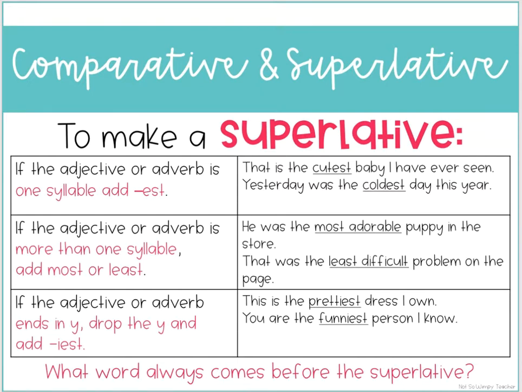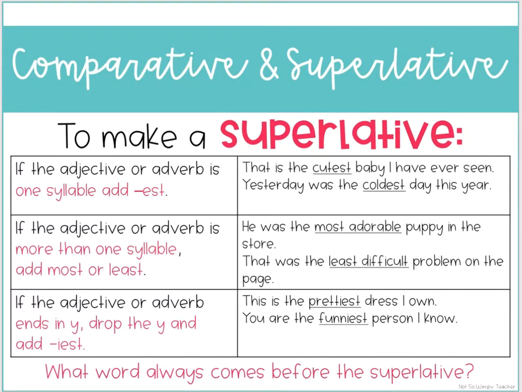To make a superlative, if the adjective or adverb is one syllable, you can add est, and you can see the examples there for cutest and coldest. If the adjective or adverb is more than one syllable, you would add the words most or least. Okay, like most adorable puppy or least difficult problem. And again, it's the same if it ends in a y, you drop it and add iest.